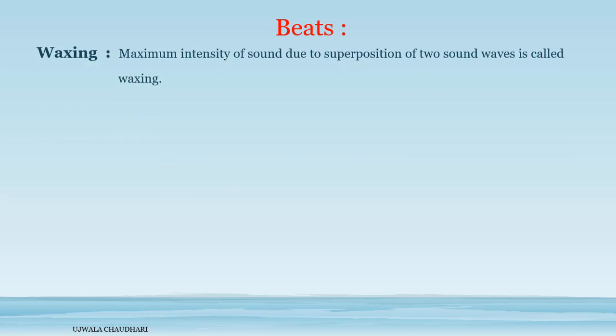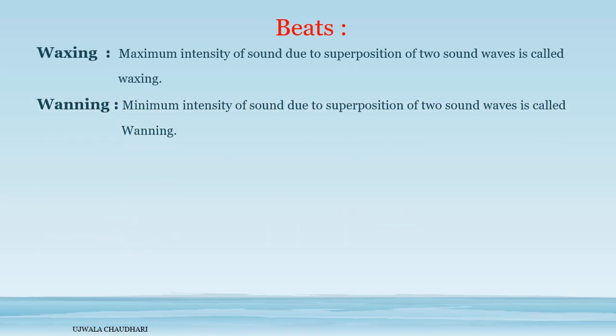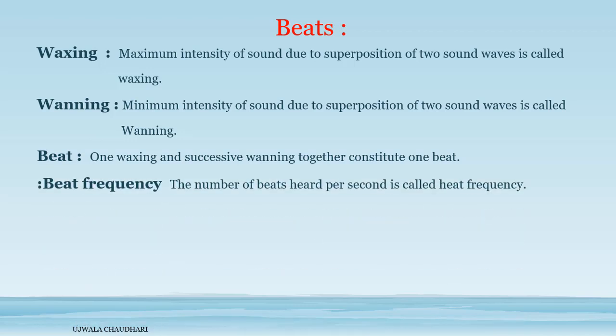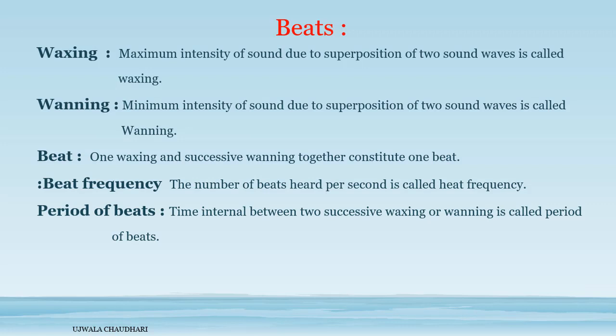Beats. Waxing: the maximum intensity of sound due to the superposition of two sound waves is called waxing. Waning: the minimum intensity of sound due to the superposition of two sound waves is called waning. Beat: one waxing and successive waning together constitute one beat. Beat frequency: the number of beats heard per second is called the beat frequency. Period of beats: the time interval between two successive waxings or wanings is called the period of beats.